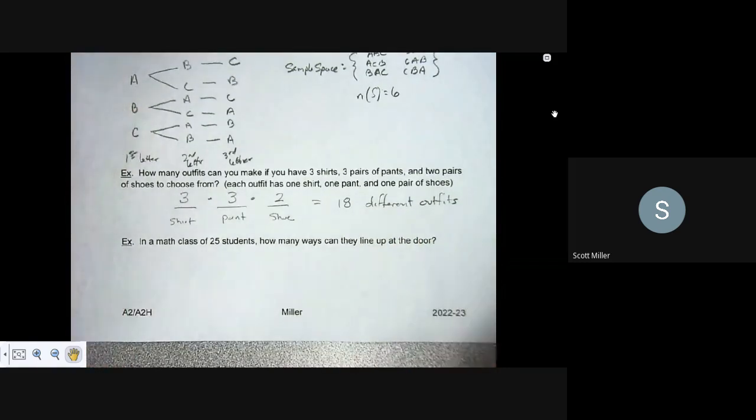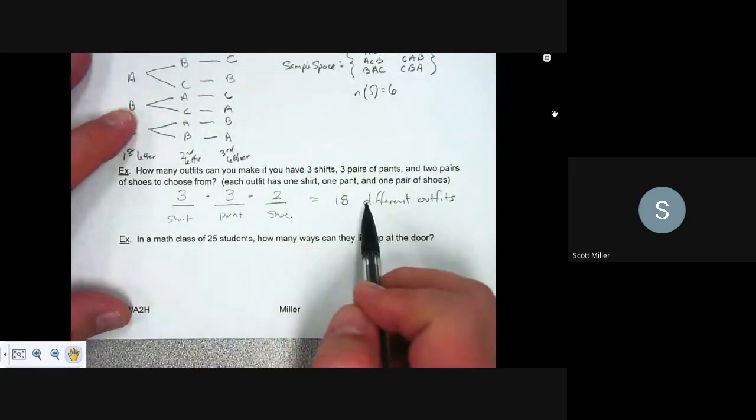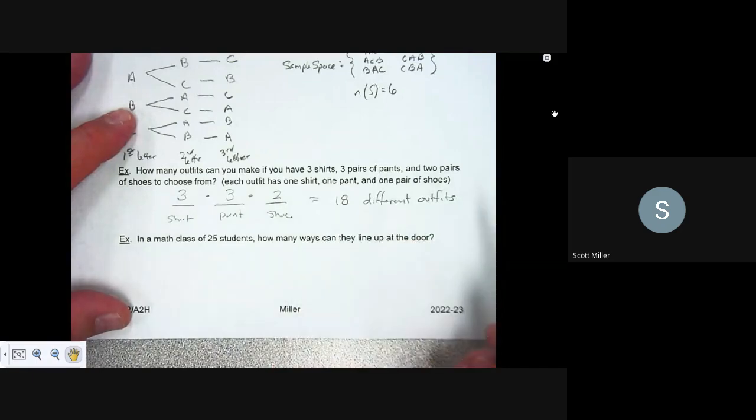Although I could do a tree diagram with it, there's no need to. I know how many are going to be in the sample space, and this is the number that I need. But if I needed to write them all out, I would do a tree diagram to do so.